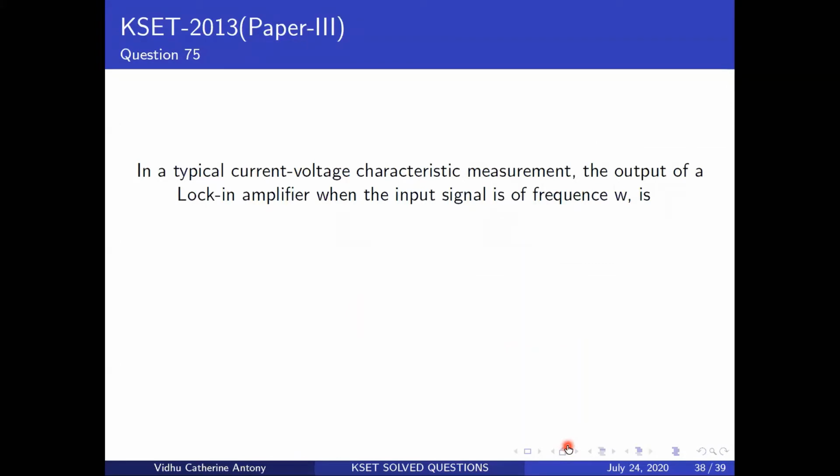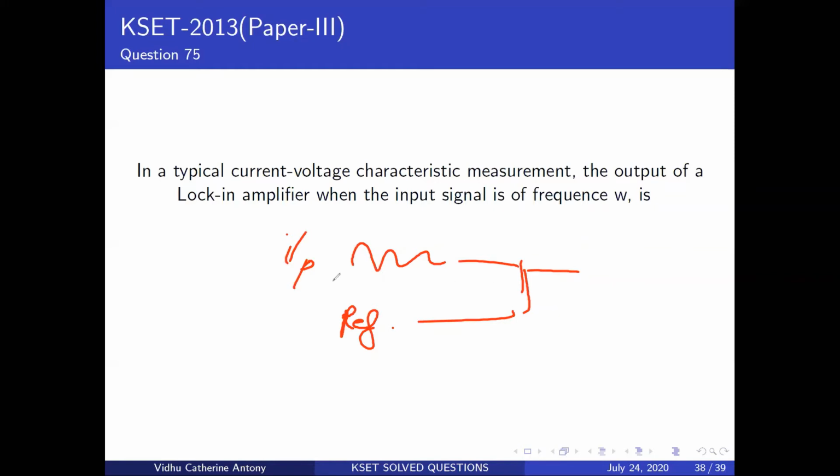This is something that is out of your syllabus. Lock-in amplifiers are not in your syllabus at all, but I'll tell you what it basically does. A lock-in amplifier takes a signal, and you have another reference signal coming in. So you have an input signal and a reference signal, and they merge together and lock in at a particular frequency. So you get a high peak and then a low peak and things like that.